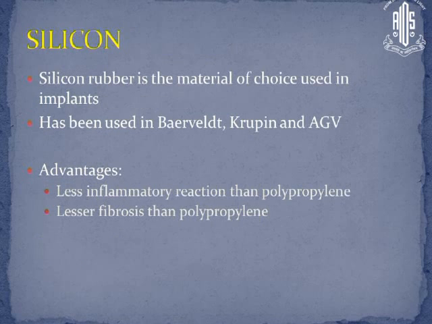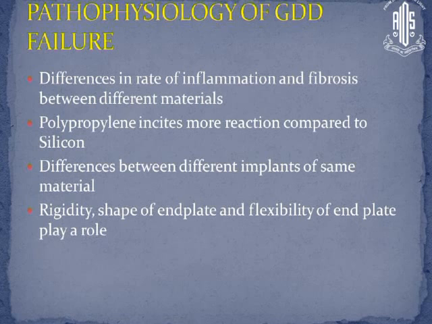In silicone, silicone rubber is the material of choice and it has been used in the implants. It is less inflammatory and induces less fibrosis than polypropylene. What is the pathophysiology of a glaucoma drainage device failure? Now there are differences in the rate of inflammation and fibrosis between different materials. Polypropylene is known to incite more reaction compared to silicone.